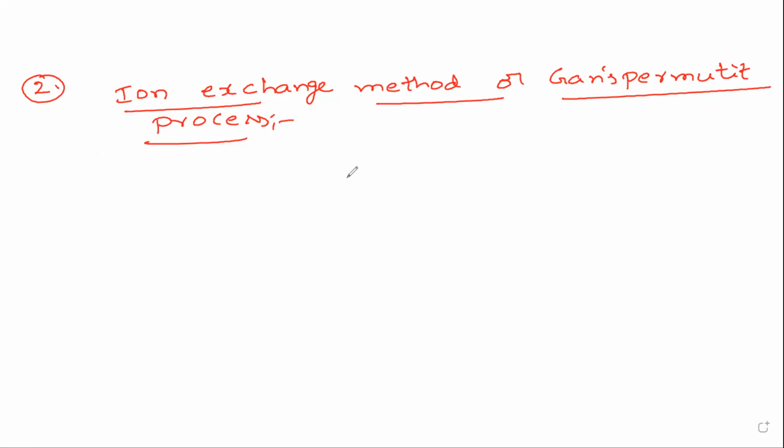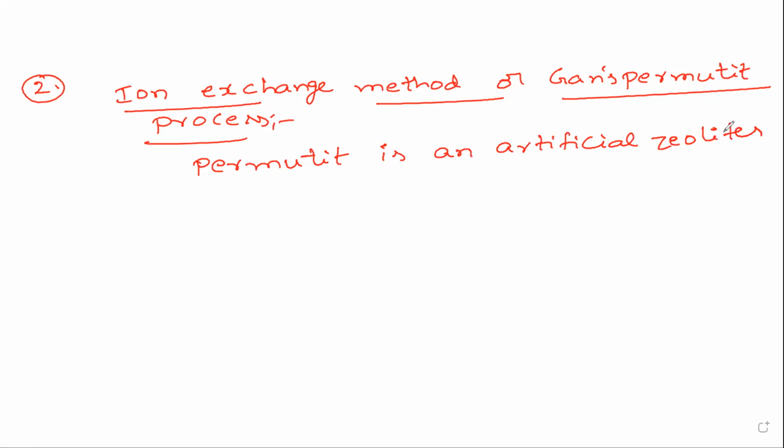Permutit is an artificial zeolite. So here I'm writing: permutit is an artificial zeolite. What are zeolites? This we have discussed already. Zeolites are nothing but shape selective catalysts.